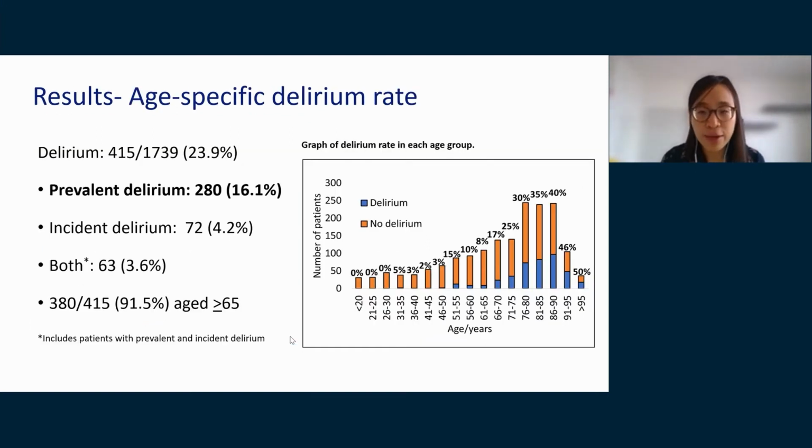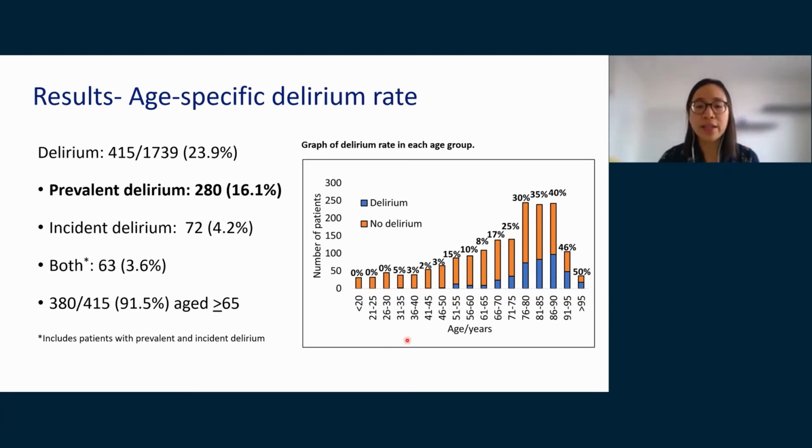So moving on to the results, in our overall cohort, 23.9% of patients were diagnosed with delirium. Prevalent delirium was much more common than incident delirium. With the current management of delirium mainly focused on the prevention of incident delirium, this does not fulfill the needs of the majority of patients who present with prevalent delirium. Interestingly, around half of patients who had incident delirium also had prevalent delirium, which is delirium present on admission.